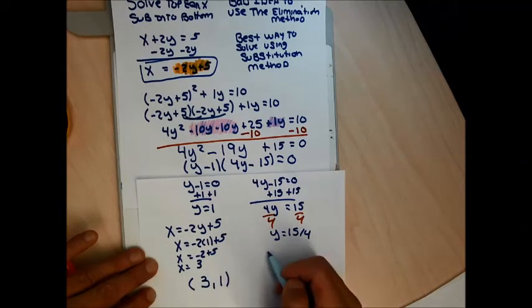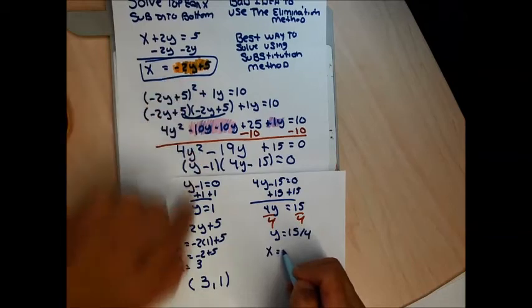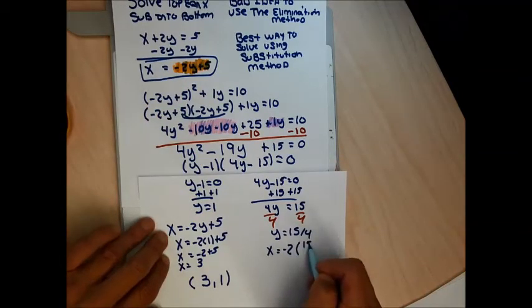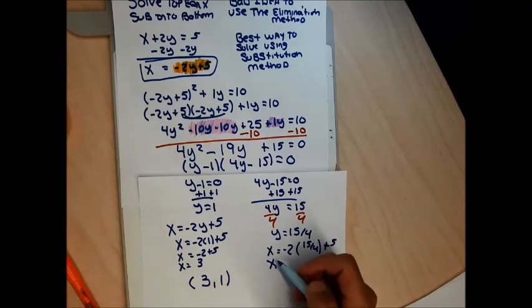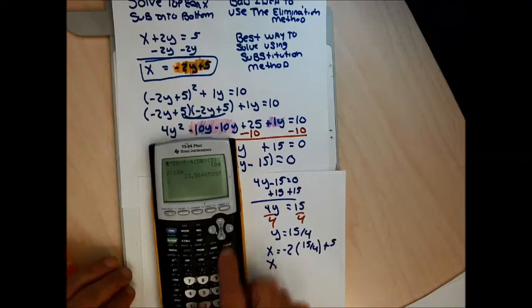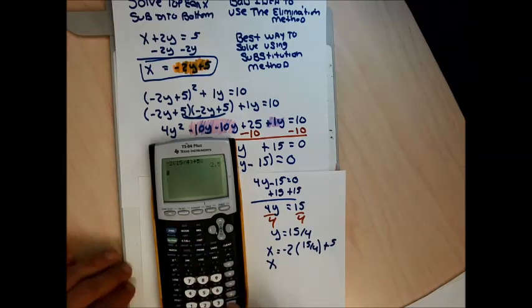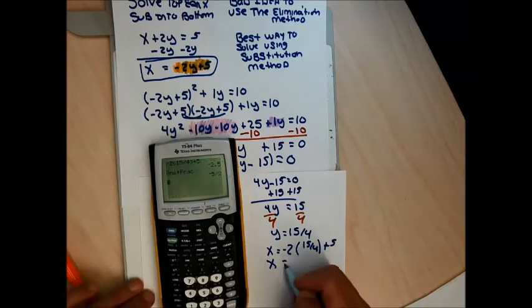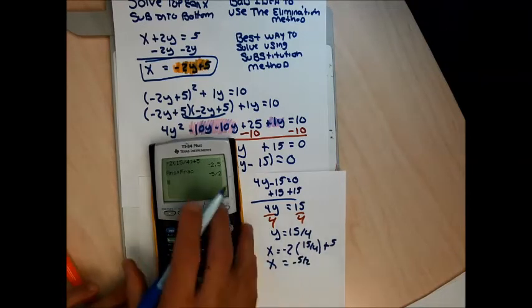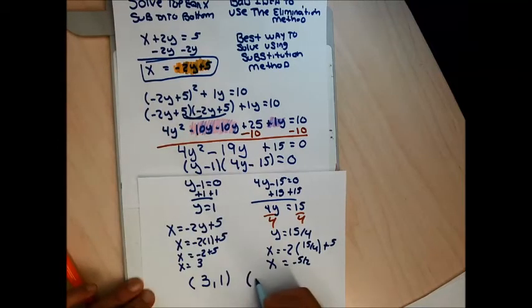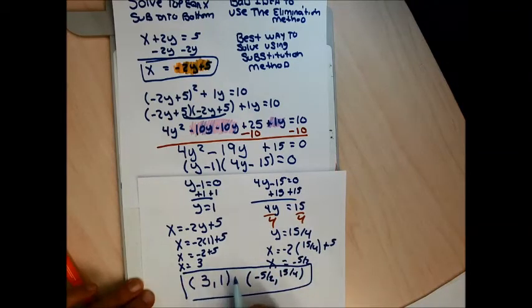For the next ugly one, I'm going to get x equal to negative 2 times 15 over 4 plus 5, and don't care to do that by hand. So x equals negative 2 times 15 divided by 4 plus 5. Math, enter, enter. I get x equal negative 5 halves. So the other answer I'm going to get is x equal negative 5 halves, y equals 15 over 4. So these are theoretically my answers to problem 17.